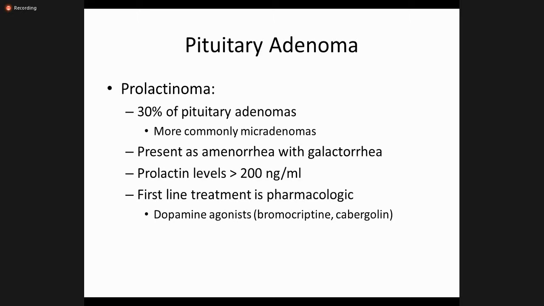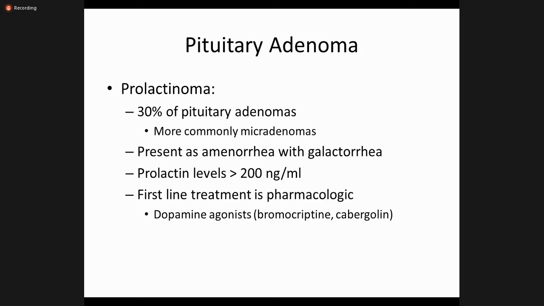Now the details about the pituitary adenomas. First of all, prolactinoma. Prolactinoma constitutes 30% of all pituitary adenomas, is the most common microadenoma, and presents as amenorrhea and galactorrhea and sexual abnormality, that is, in male, erectile dysfunction and infertility. Prolactin level more than 200 nanogram per milliliter is observed in hyperprolactinemia.